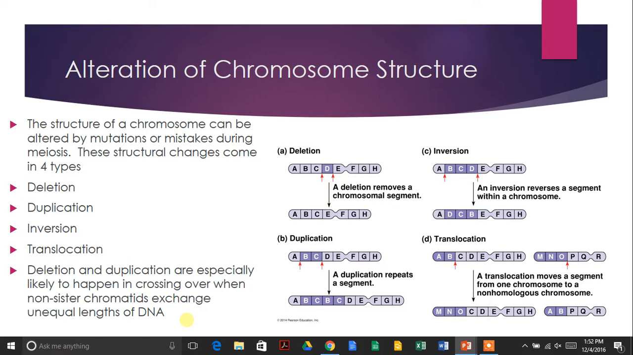The second type of chromosomal mutations, going with the whole chromosome, is the alteration of chromosome structure. So, how that chromosome is laid out. The structure of chromosomes can be altered by mutations or mistakes during meiosis. These structural changes come in 4 types: deletion, duplication, inversion, and translocation. And this is a good picture to show you the differences.